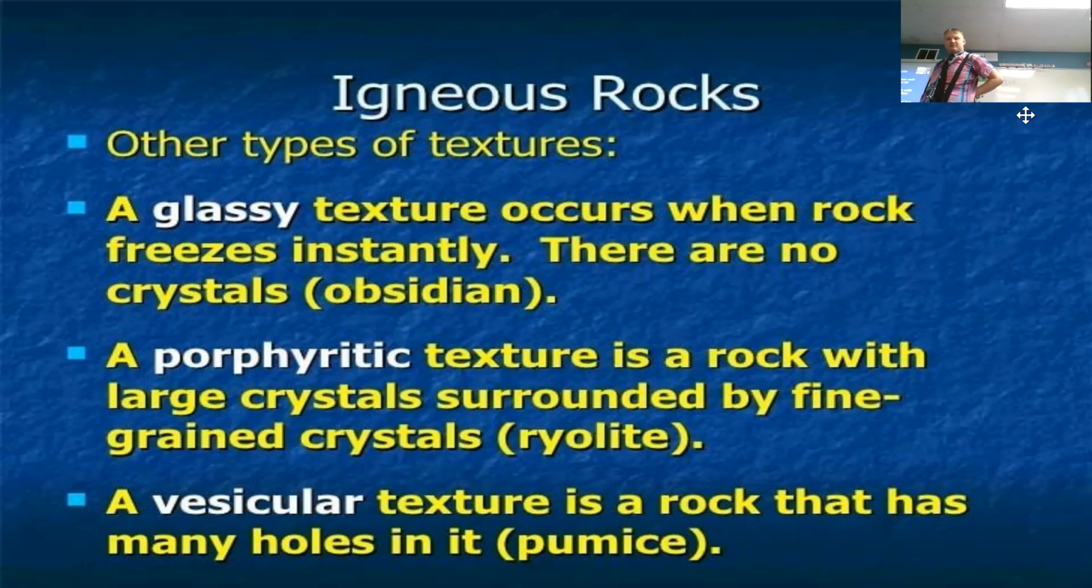A porphyritic texture is a rock with large crystals surrounded by fine-grained crystals. Rhyolite would be an example of that. And then a vascular texture is a rock that has many holes. The best one to think of is pumice.